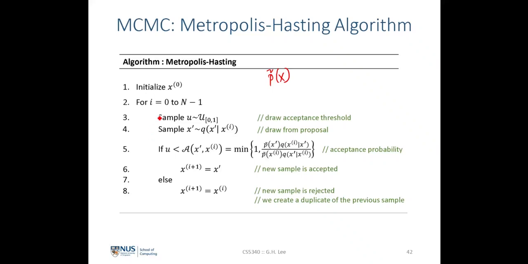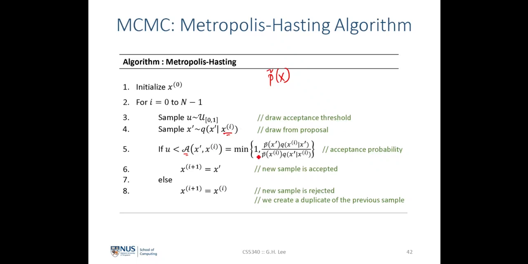We'll first draw a sample, which we denote as u, from a uniform distribution between 0 and 1. The next thing to do is to draw a sample, which we denote as x prime, from the proposal distribution conditioned upon the sample that was drawn in the previous iteration. Once we have drawn x prime from this proposal distribution, we'll compare u with the acceptance probability, denoted by a, where a is a function of the current sample x prime and the previous sample xi.